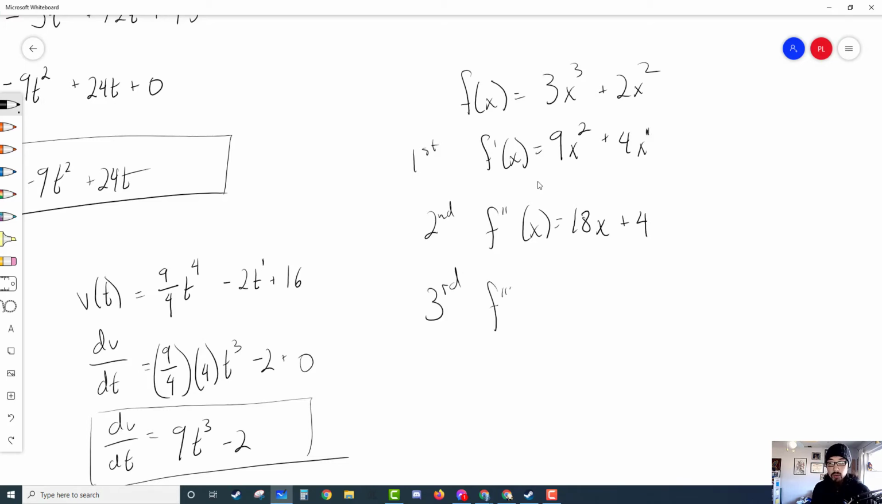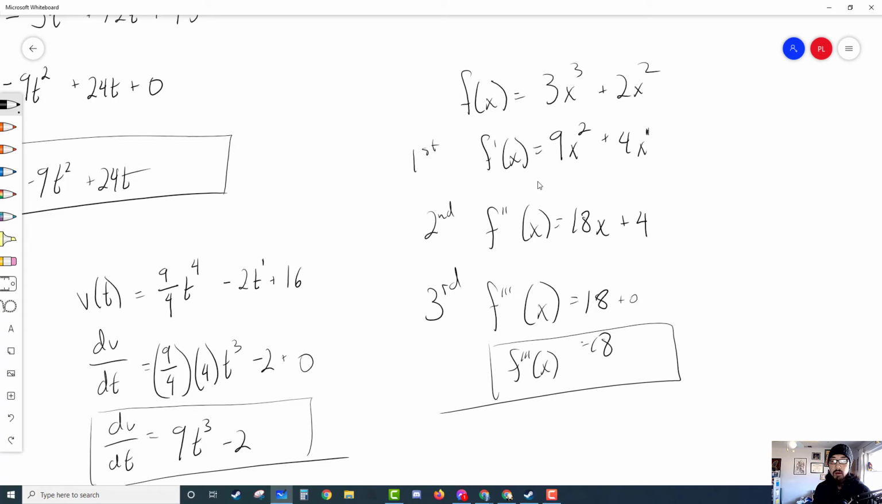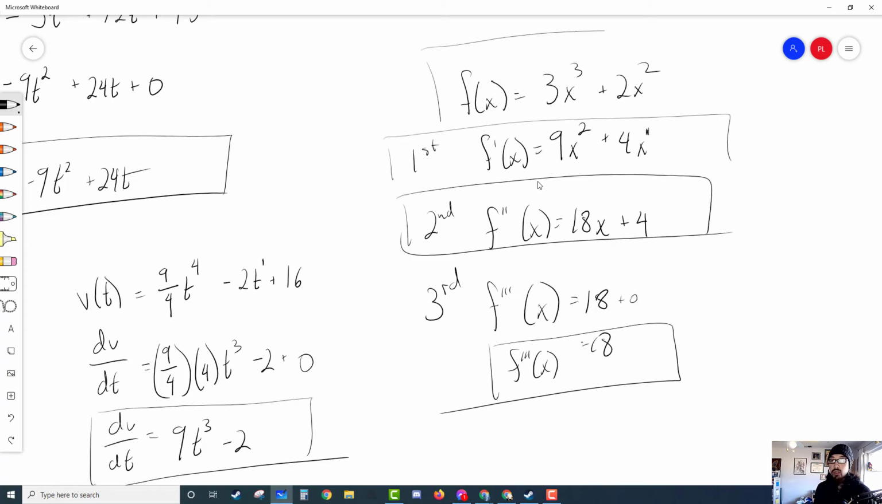For the third derivative, 18x, so we have x to the 1. 1 times 18 just gives us 18, x to the 1 minus 1, so x to the 0 is just 1, so 18 times 1, I'm going to leave it as 18. Here we have a constant, so that constant will give us 0, and so we get the third derivative to be 18. So here we have the three derivatives of a single function.